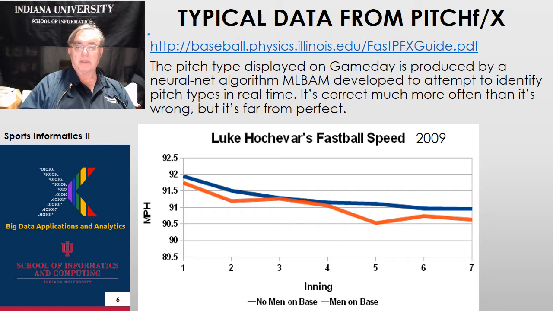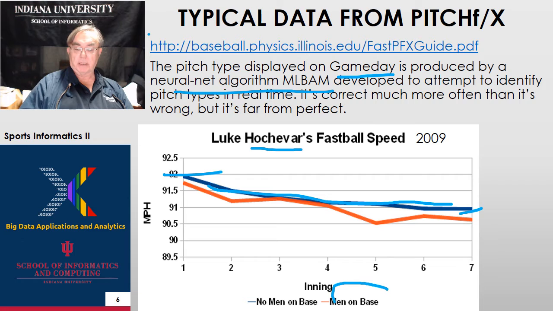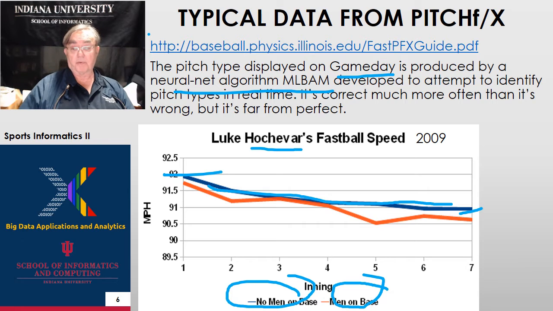Okay, so here is MLB.com, which has this Gameday thing. They use a neural net to classify the PitchFX pitches, and here's a fellow, Luke Hochevar, who here we have his fastball speed plotted against innings. He obviously gets a little tired. He starts off at 92 miles per hour, ends up more like 91. And if there are men on base, he's a little nervous, and his fastball is slightly lower. Men on base is red. Blue is no men on base, and the red one is somewhat lower performance.